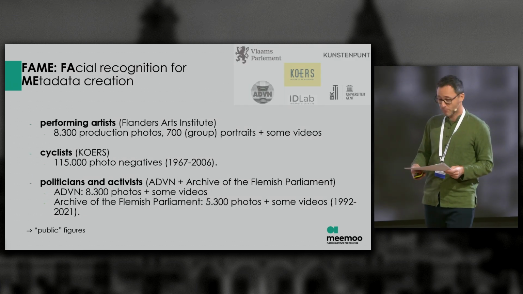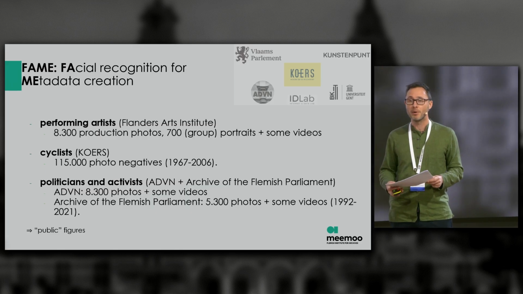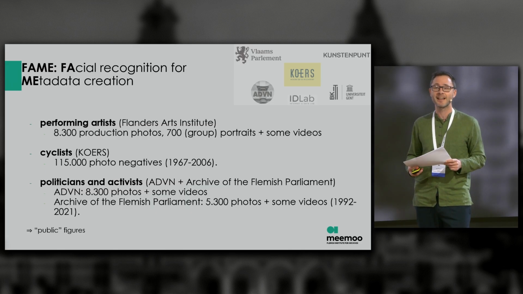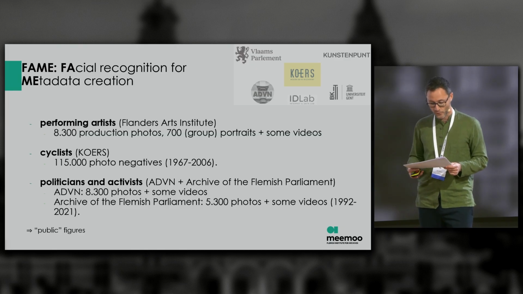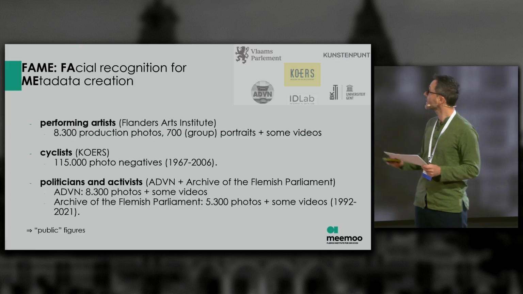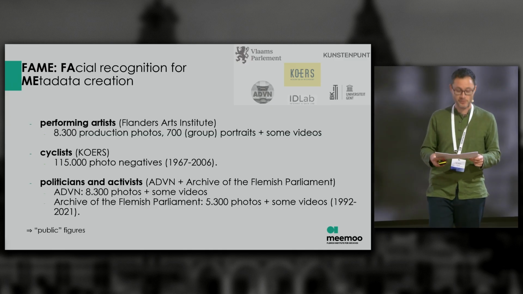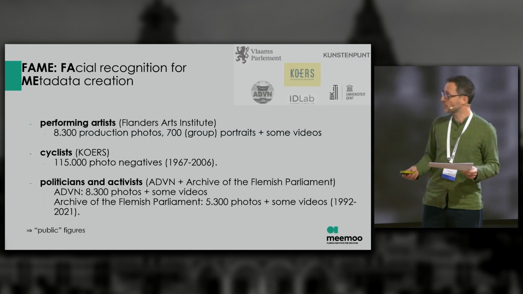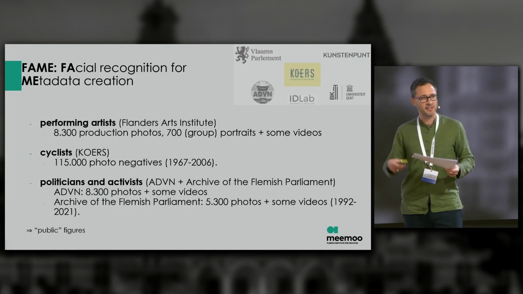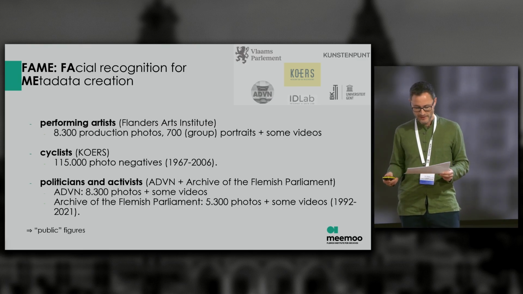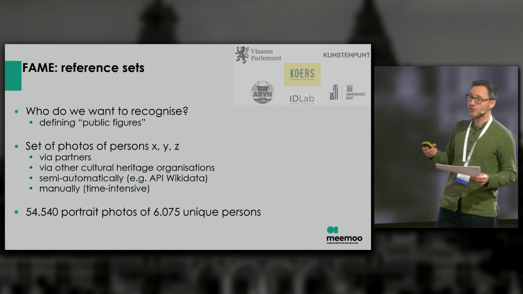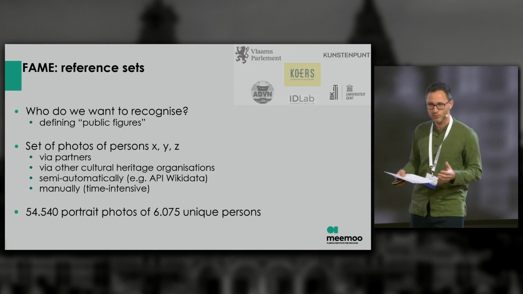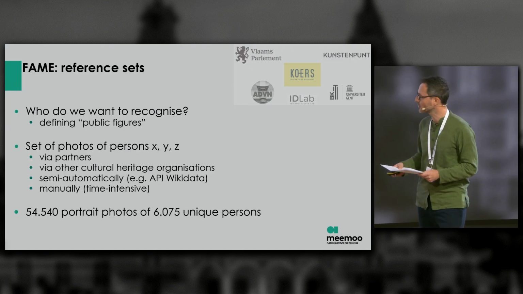We started with the FAME project, where we focused on 3 pilots about performing artists, cyclists, and politicians and activists. We had 4 collections involved, and we had ID Lab from Ghent University as a technical partner. So we tried to focus on public figures, also to avoid too complex issues with privacy and so on. And we wanted to define in advance who we wanted to recognize. So we had to define what a public figure is, which is a huge problem in itself, of course.